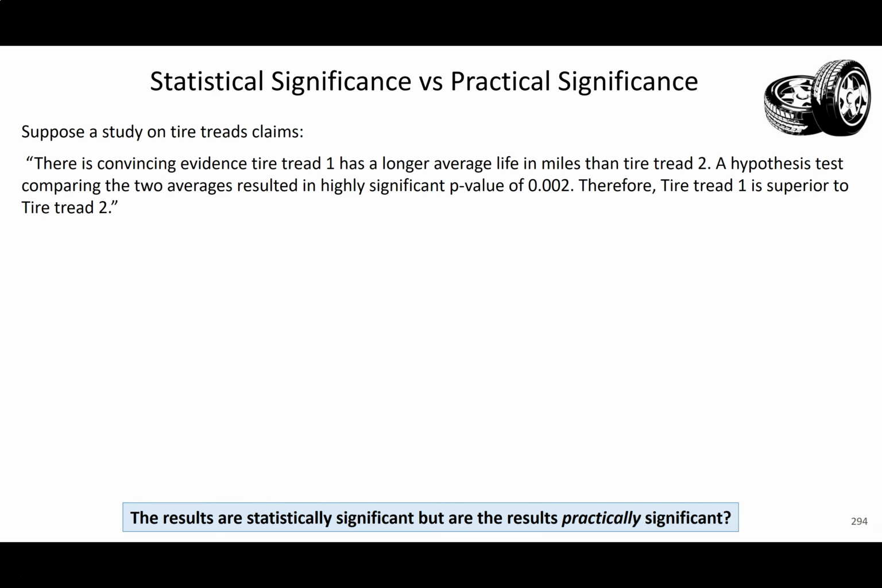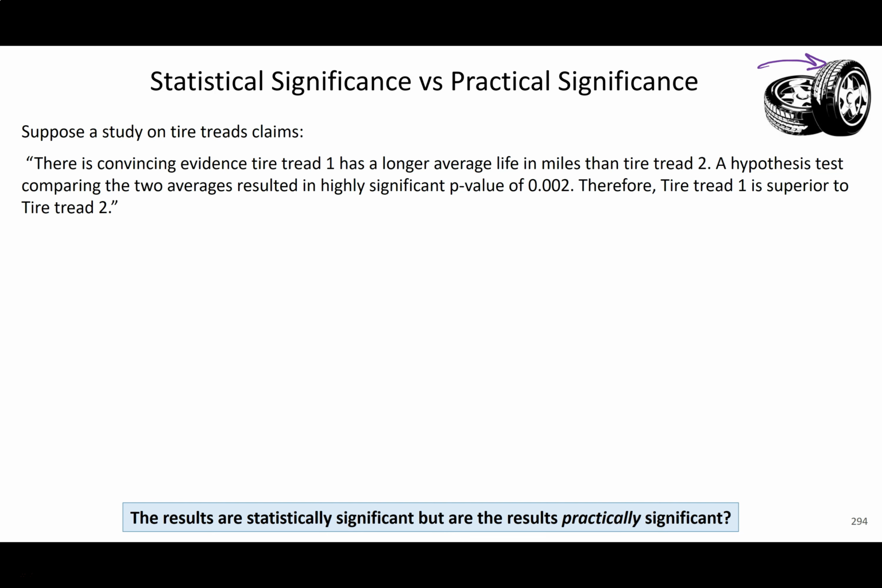So statistical versus practical, wanted to throw this out there. So we have a study. They're looking at tire treads. They have 2 treads that they're looking at. So treads are those patterns on the tires. Obviously, I am not a tire expert. So anyway, the claim, they go ahead and say there's convincing evidence TireTread1 has a longer average life. They're looking at like mileage than TireTread2 does. The hypothesis test comparing the two had a very small p-value, p-value of 0.002. Therefore, TireTread1 is superior to TireTread2.